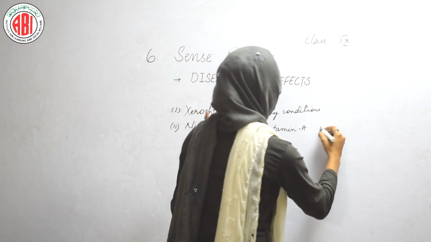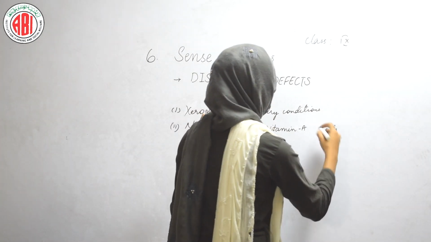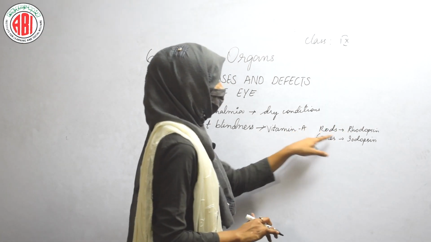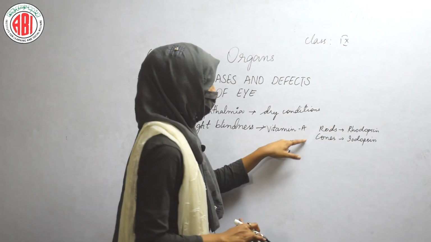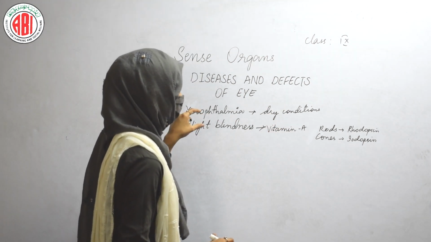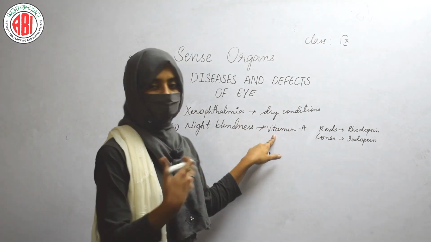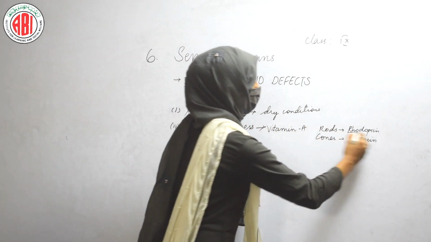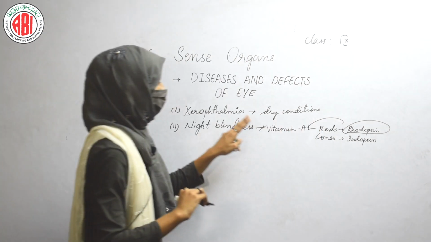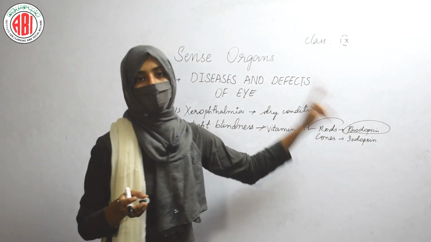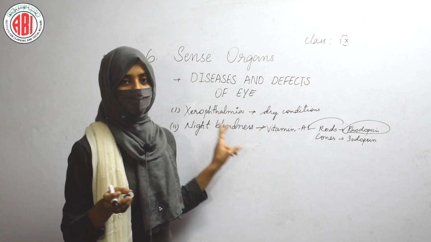We have studied about the rods and cones, which are the internal cells of our retina. Rhodopsin is a pigment present in the rods, and iodopsin is a pigment present in the cones. Now, night blindness is a disease due to the deficiency of vitamin A. We get the rhodopsin pigment from vitamin A. So, because of the insufficiency of the pigment rhodopsin, the person may suffer from night blindness.